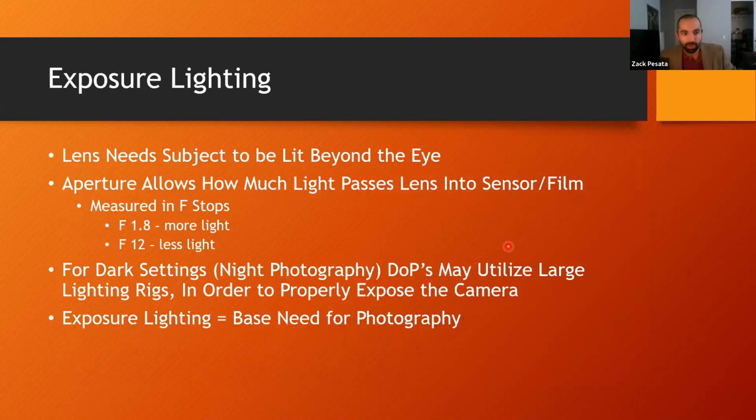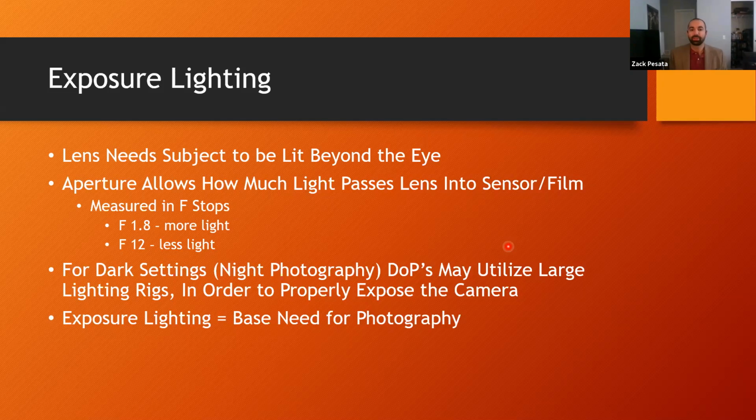Okay, so as we broke down tonal contrast, let's move into exposure lighting. As I mentioned before, our eyes see much more in low light environments than a camera sensor does. So the lens needs the subject to be lit beyond the eye, just for us to get an exposed image. As a refresher to the previous module, the aperture allows how much light passes the lens into the sensor or to the film stock. It's measured in f-stops. The lower the f-stop, the more light's going to be coming through. The higher the f-stop, the less light.